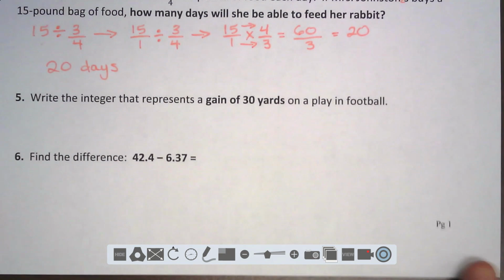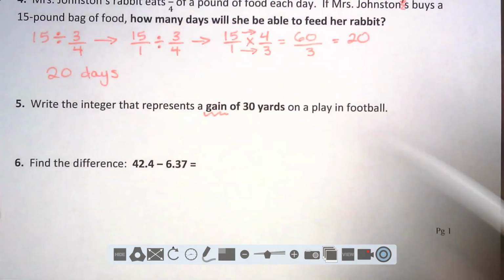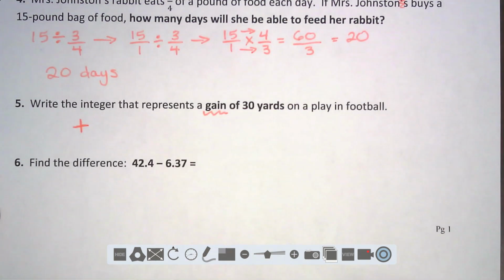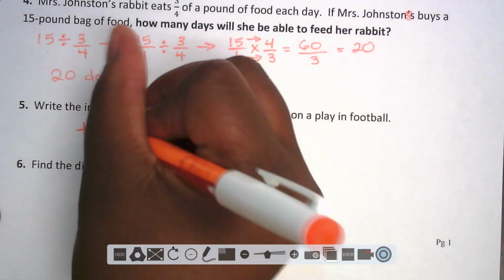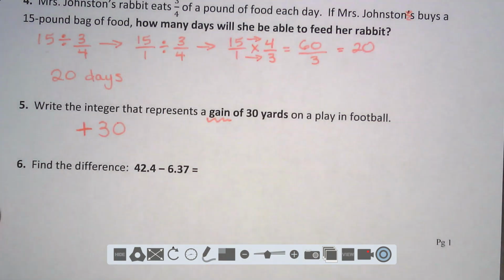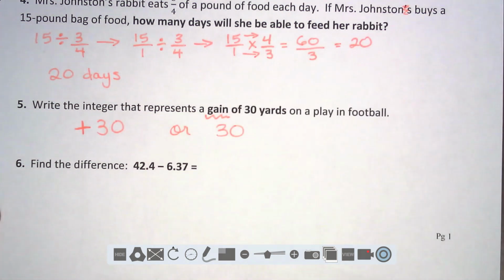Number 5, write the integer that represents a gain of 30 yards on a play in football. So gain here is a positive keyword, and it's 30 yards. So my integer is plus 30 or positive 30 or simply 30.